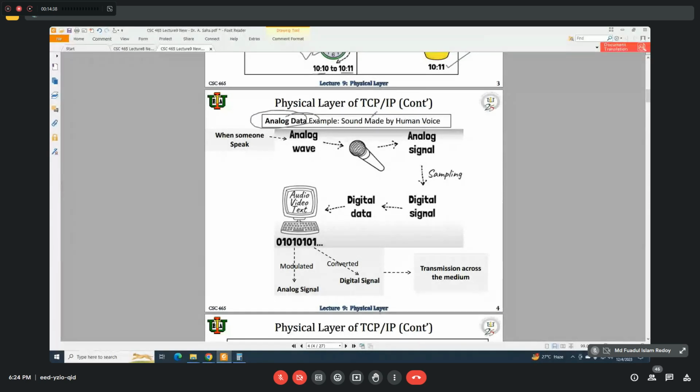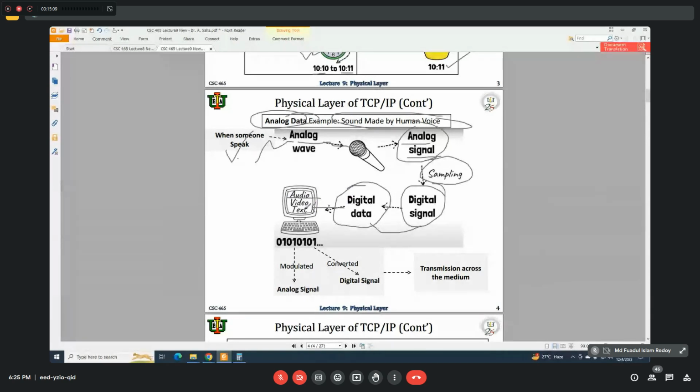Okay, the sound made by the human voice. So say that I am giving the lecture at this moment, I'm speaking. What I'm speaking is an analog wave, it will reach the microphone, then it is going to be converted to the analog signal, and the analog signal is going to be sampled and converted to the digital signal. The digital signal is then going to be converted to the digital data, and that is going to be stored in the computer as audio.